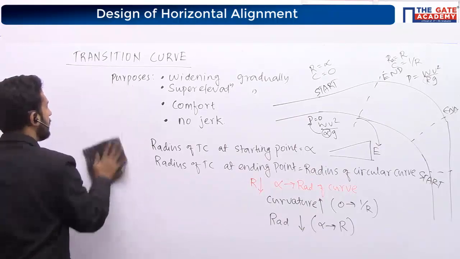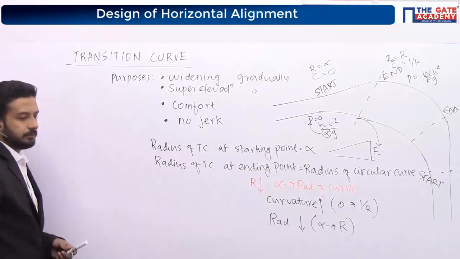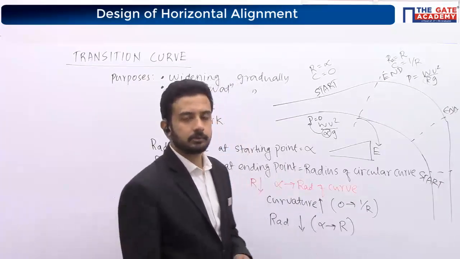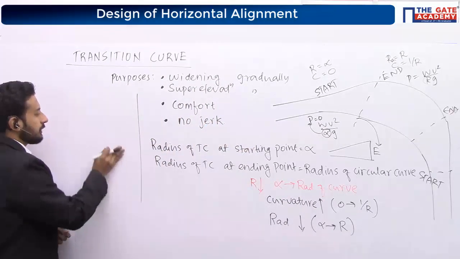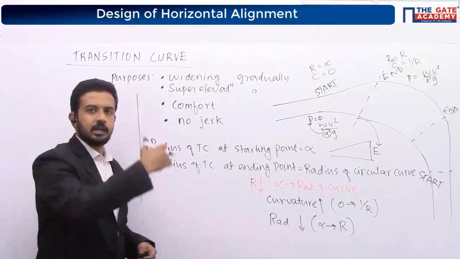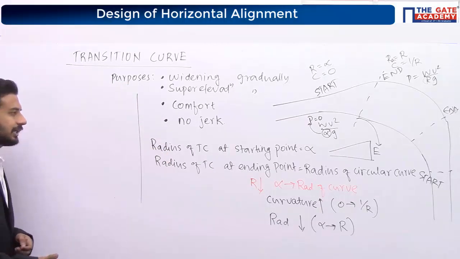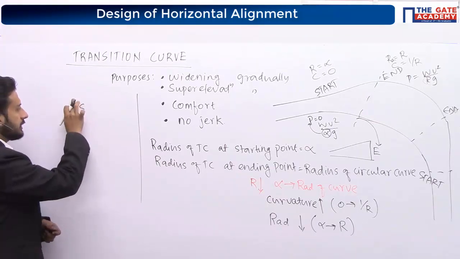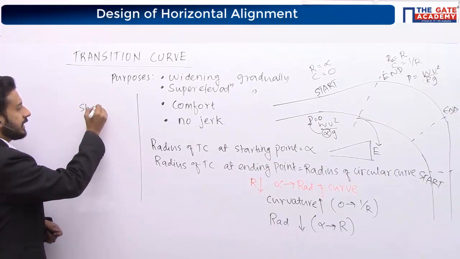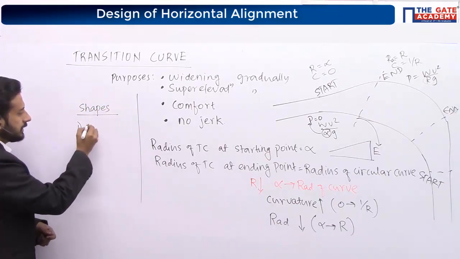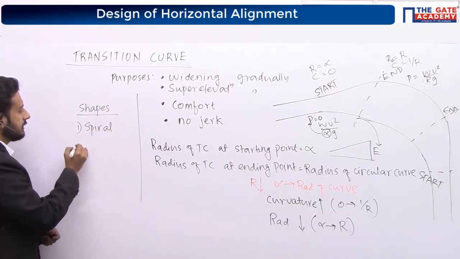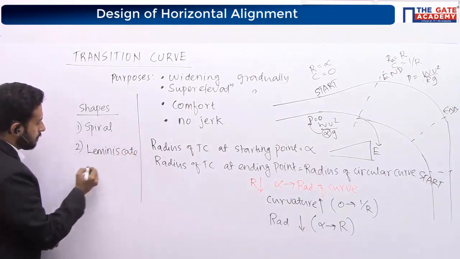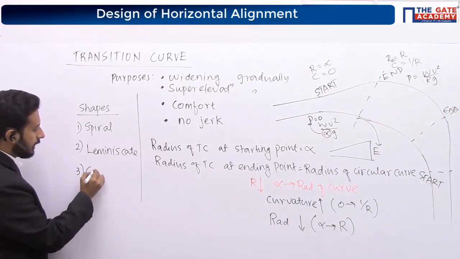For 1 mark, one more concept is there. There are 3 possible shapes for a transition curve. We don't have to study how the shape actually comes; in the Khanna and Justo textbook you will get it. So you can just write the heading, possible shapes of transition curve. 3 possible shapes are there: spiral, lemniscate, and cubic parabola.